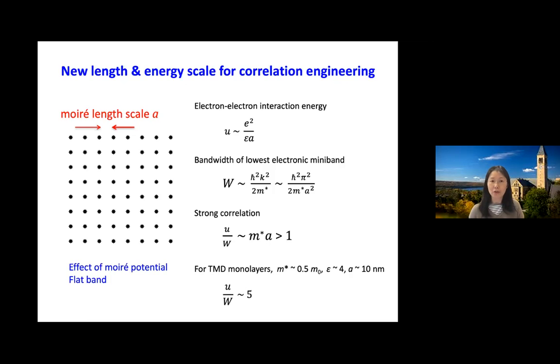And if you consider the effective strong Moire potential, it can confine electrons much better, and therefore increase this number even more.